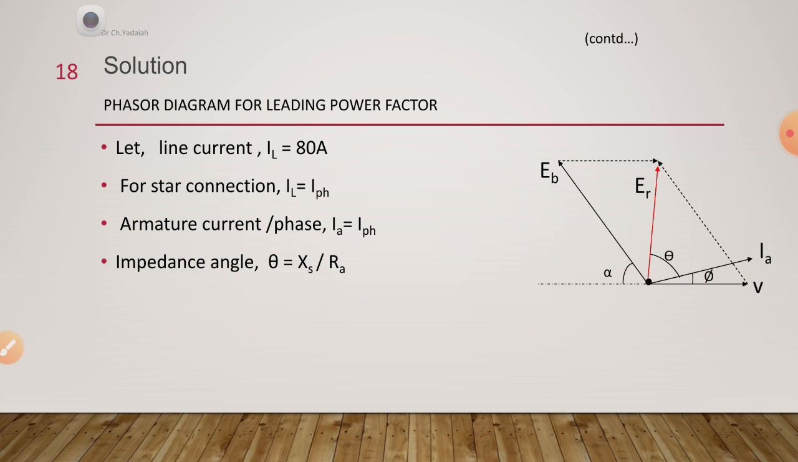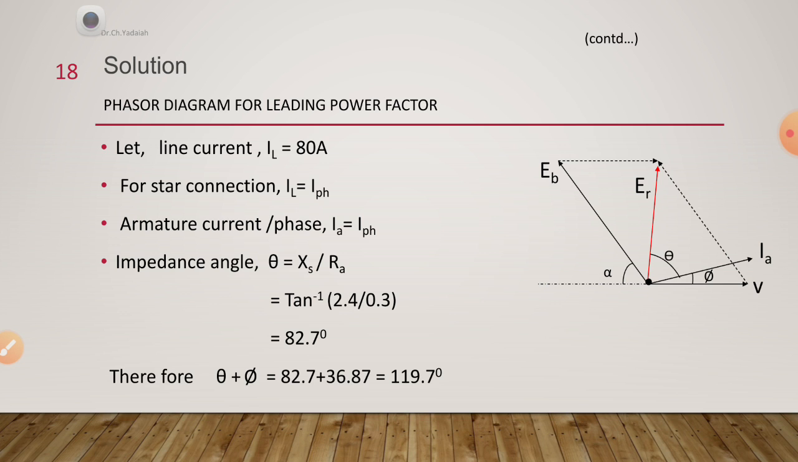The impedance angle theta is equal to tan inverse of XS by RA. So here tan inverse is missed. Now tan inverse of this value 2.4 by 0.3, we are going to get 82.7 degrees. Now phi is nearly 37 and here is 82. Combine, we are going to substitute the value. So what is the equation? Already we know that. Therefore theta plus phi, 82.7 plus 36.87, 119.8 is the angle.